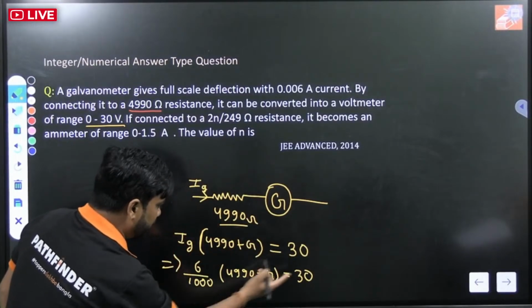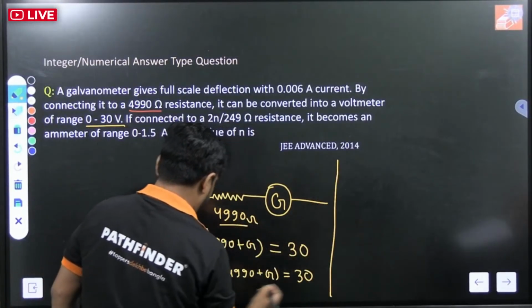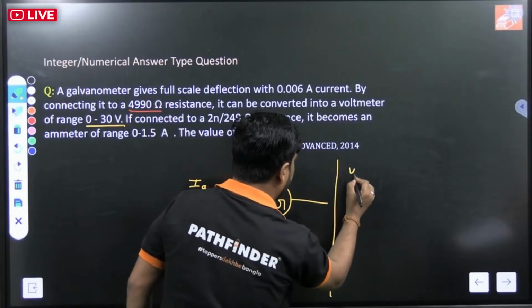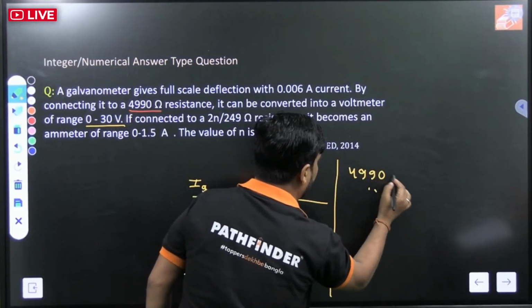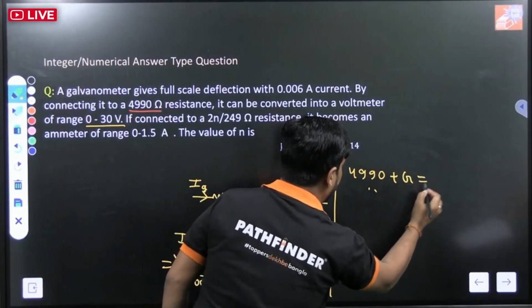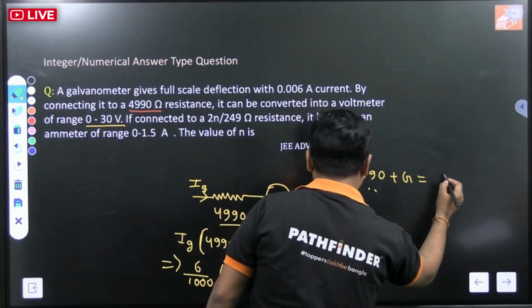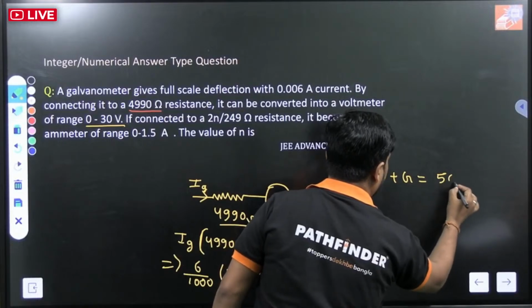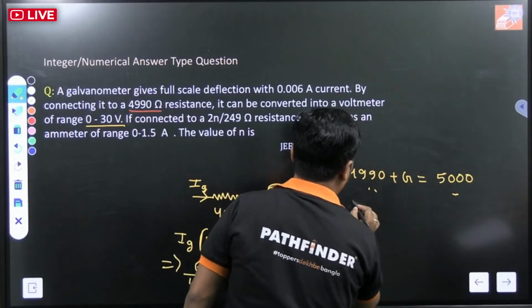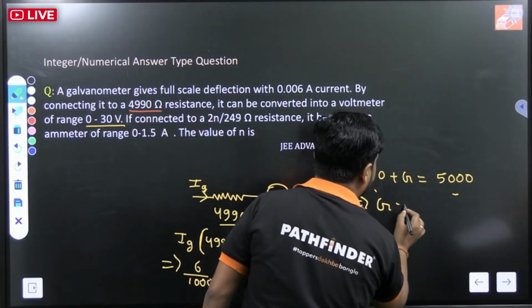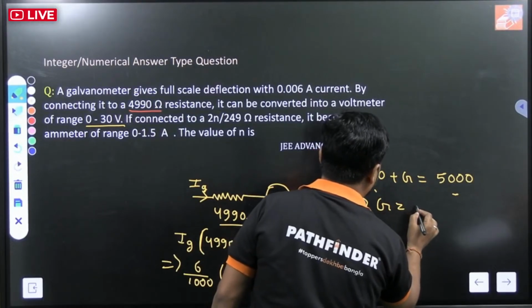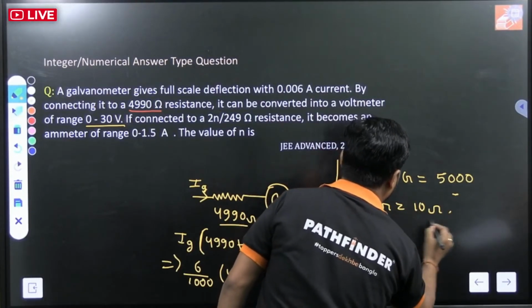Just divide it. So here you are again going to get 4990 plus capital G equal to 5000. So from here, what is the value of capital G? 5000 minus 4990, that is 10 ohm. So 10 ohm is the correct answer.